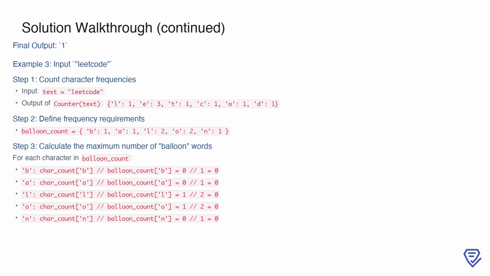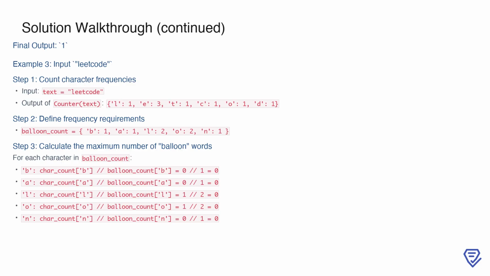In the third example, we use the input string "LeetCode". First, we count the character frequencies with collections.Counter, which gives us L1, E3, T1, C1, O1, D1. The frequency requirements for balloon remain the same, with balloon_count equals B1, A1, L2, O2, N1.